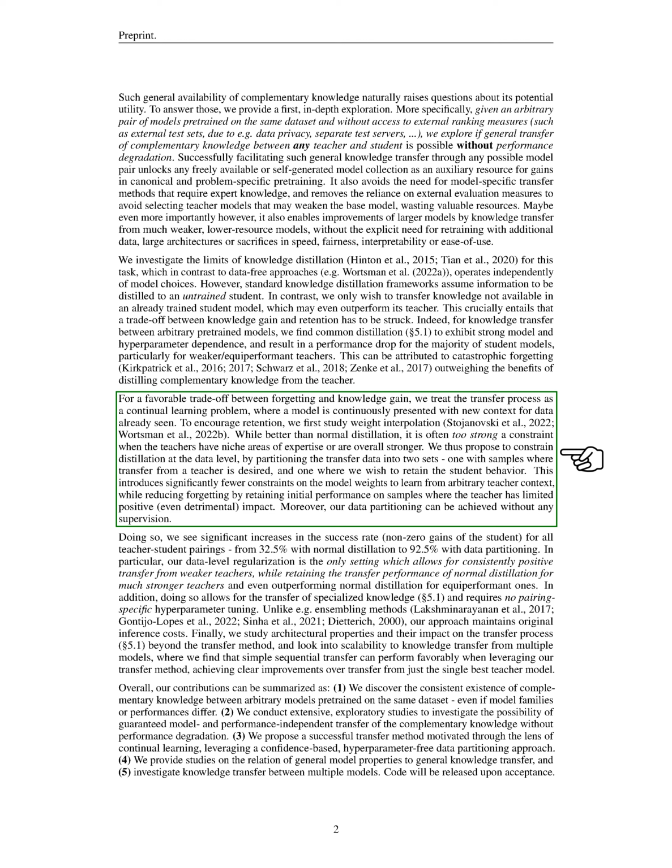Therefore, we propose to constrain distillation at the data level by dividing the transfer data into two sets, one where transfer from a teacher is desired, and one where we wish to retain the student behavior. This approach introduces fewer constraints on the model weights to learn from arbitrary teacher context, while reducing forgetting by retaining initial performance on samples where the teacher has limited positive, or even detrimental, impact. Our data partitioning can be achieved without any supervision.